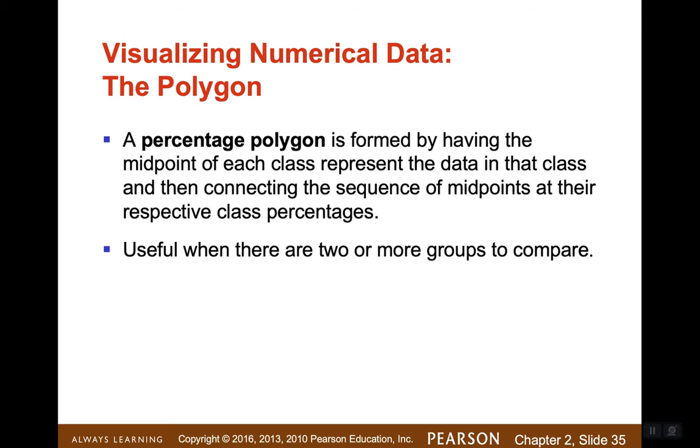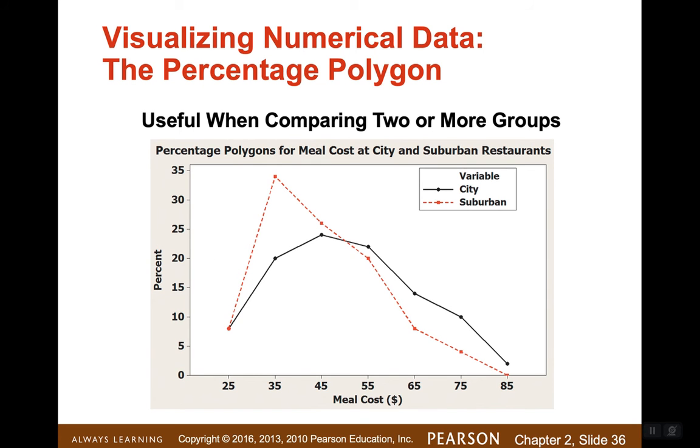Then we have a percentage polygon. All right, so this is a little bit more advanced. We take the midpoint of each class to represent the data in that class, and then connect the sequence of midpoints. So the idea is, it's basically a charting mechanism. We go to the midpoint of every class, and what we'll do is connect them together. So we're going to draw a line between multiple charts.